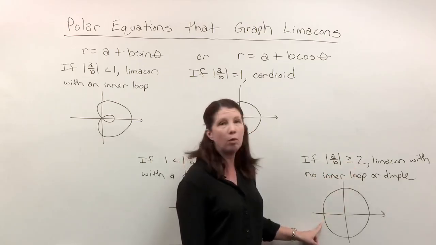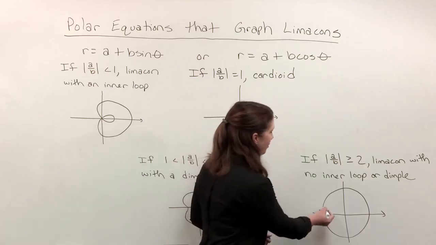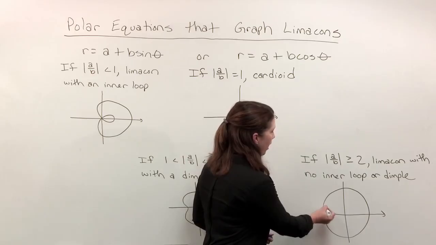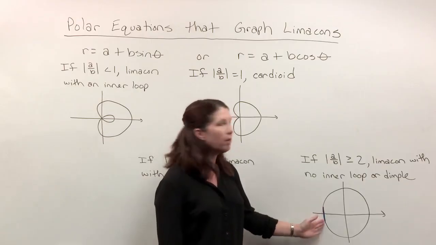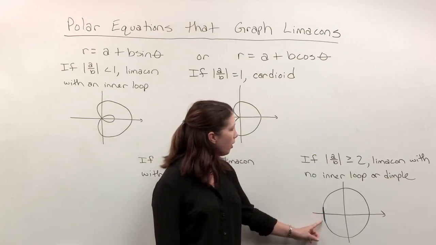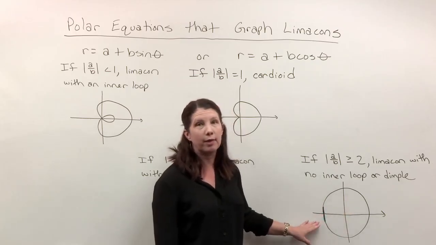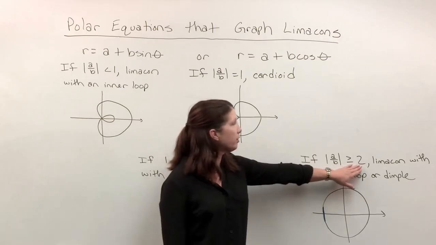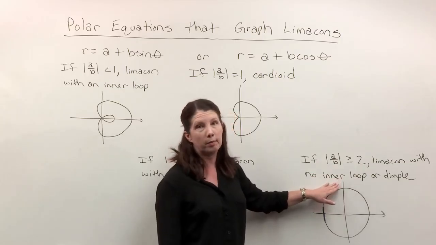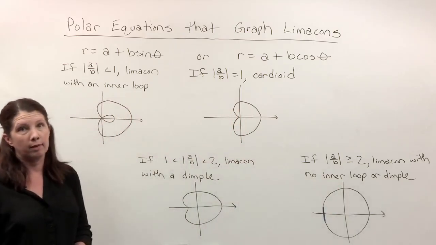And the graph looks almost like a circle, and you can see on my drawing that it looks very much like a circle. You have to look closely to see that there's this part that looks almost vertical. It's not completely vertical, it does not completely flatten out, but it has this part that is very steep, and so this graph is not exactly a circle, but it does look very similar to a circle. So once the absolute value of a over b reaches a value of 2 or greater, you will have a limacon, but it will have no inner loop or dimple. So that ratio can tell you quite a bit about the graph.